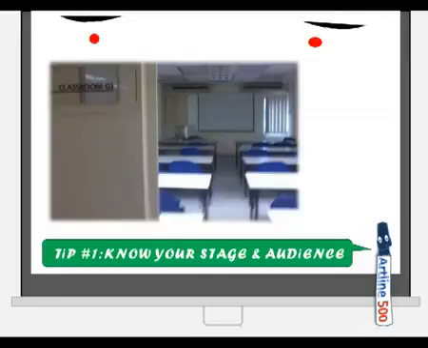Tip number 1. Know your stage and audience. Whenever possible, find information about the place and date you will be presenting. In our case, it is the classroom. Visit the location to see how you can use the space and facilities to your advantage. For example, adjusting the lighting to focus between you and the screen. Find a spot that does not block the view of the projector as you present.